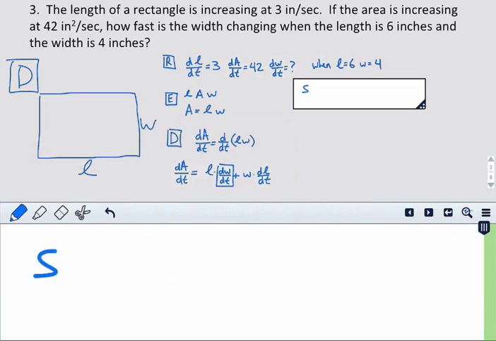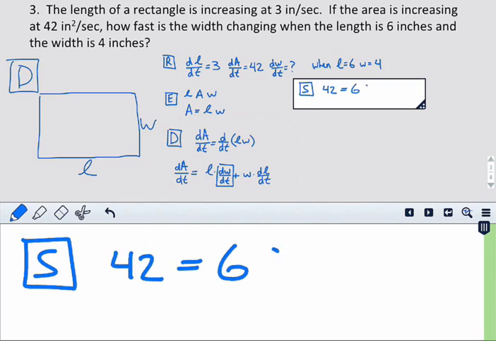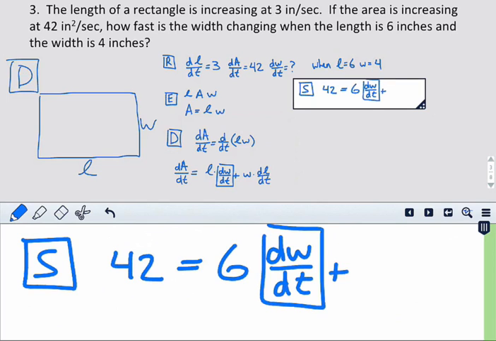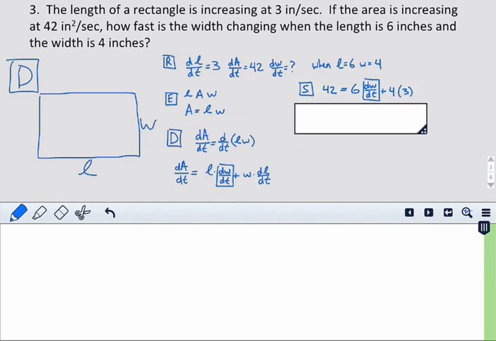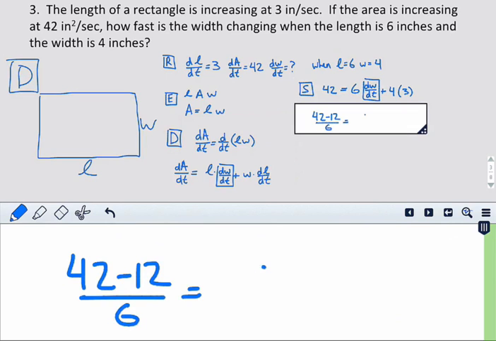So let's go ahead and substitute. So dA over dt is 42, and the length will be 6. We don't know dw over dt. That's what we're looking for. And our width is going to be 4, and dl over dt is 3. Now let's go ahead and solve. So we'll have 42 minus 12 over 6.